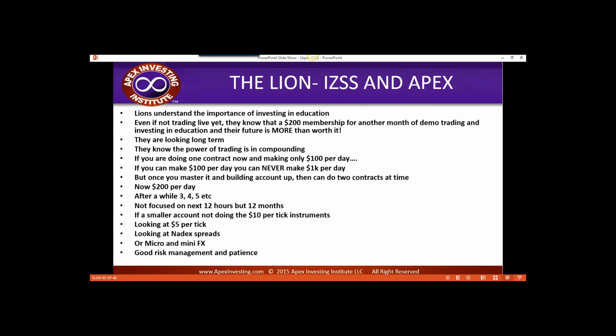Lions also know not to risk too much, not to make your heart beat too fast, too crazy, and over-risk your account. Maybe some of you like trading the Russell TF or trading oil, some of these $10 a tick instruments. Well, if your account can't handle that just yet, look at trading some $5 per tick instruments. Look at YM, look at DX, look at NQ, look at Nadex spreads, $1 a tick, or look at micro or mini FX. You have to have patience and good management.